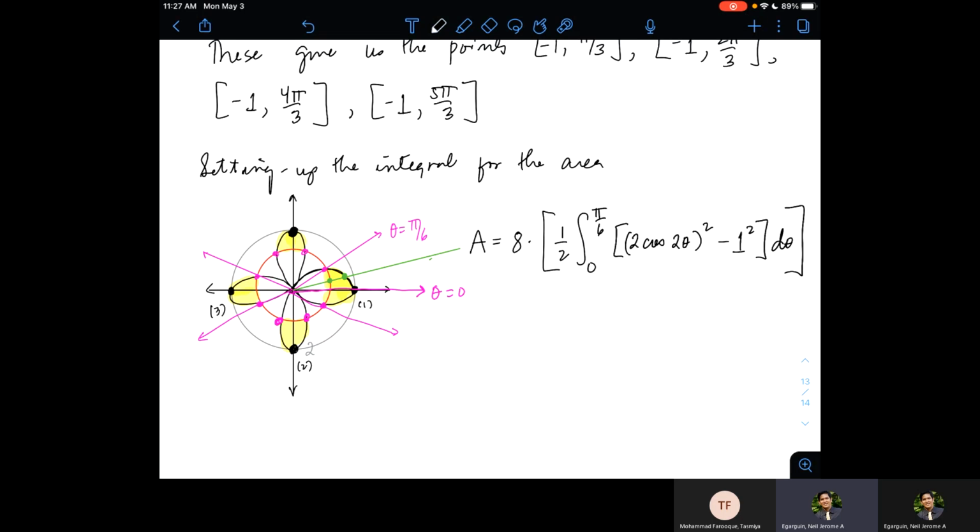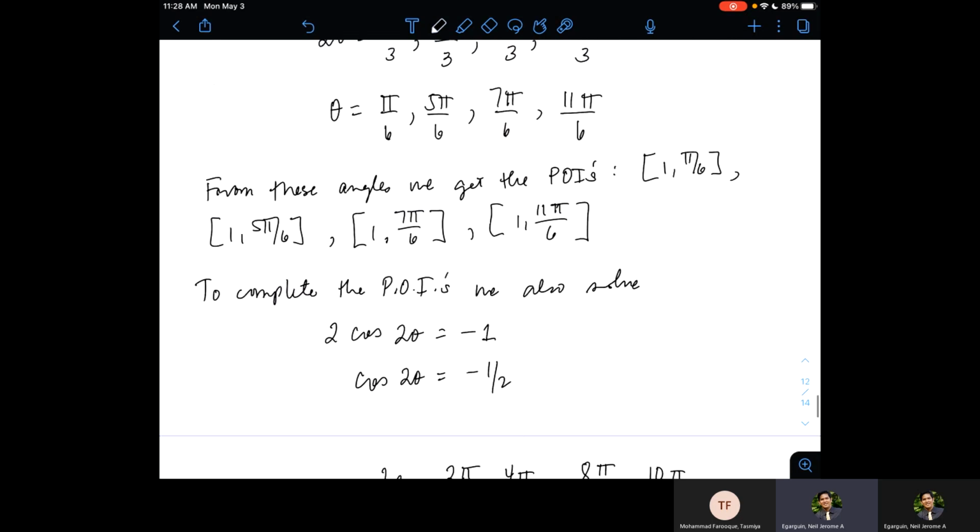And remember, I multiplied it by 8 because I just computed the area of the region from 0 to pi over 6. So that will just be this guy. And there would be 8 of these all through to complete the yellow region. All right, so I guess that completes example 7 here.